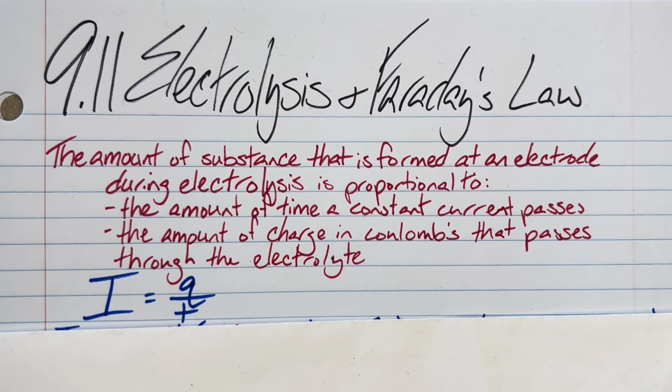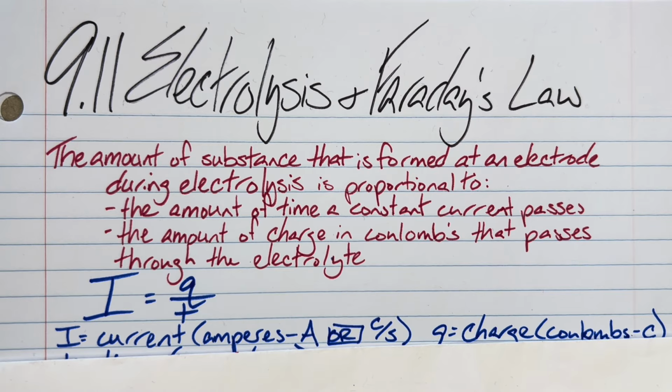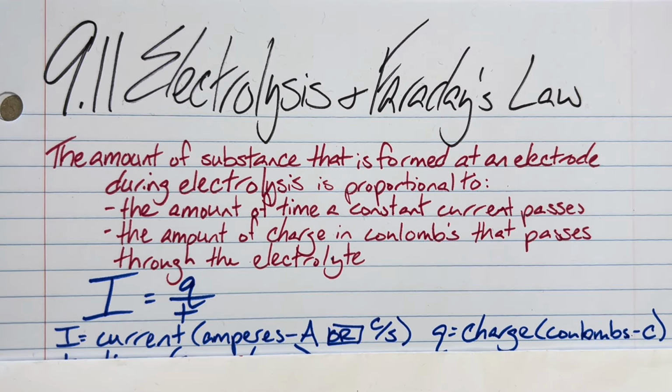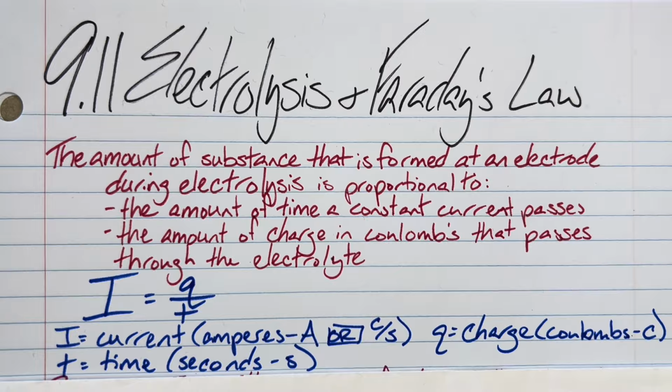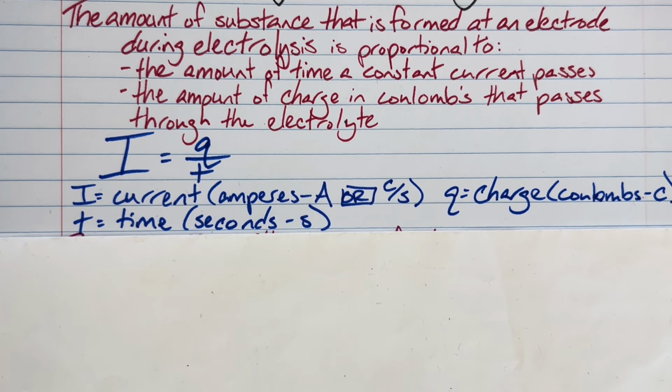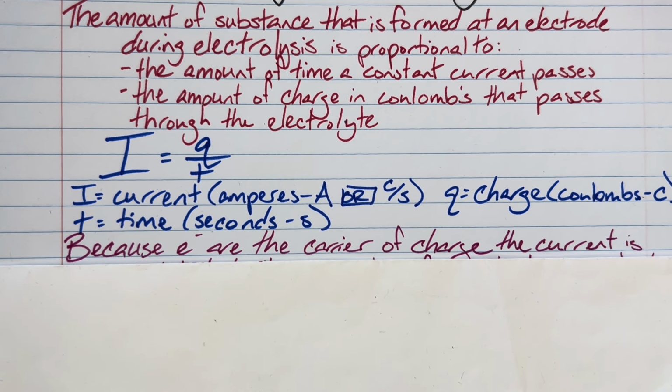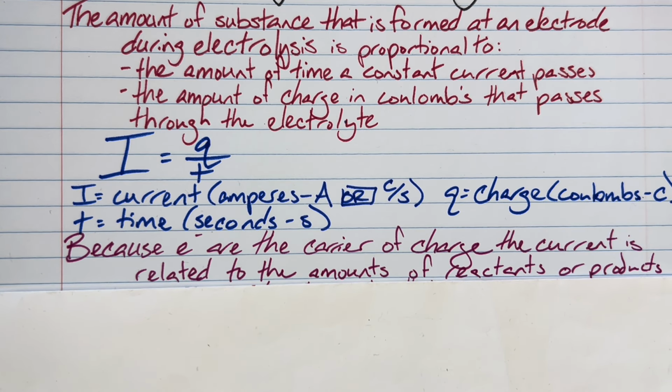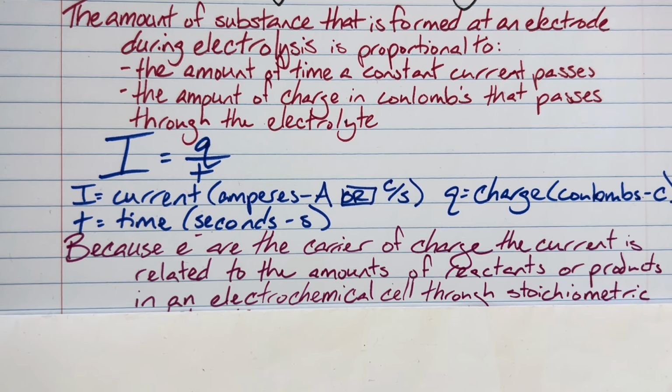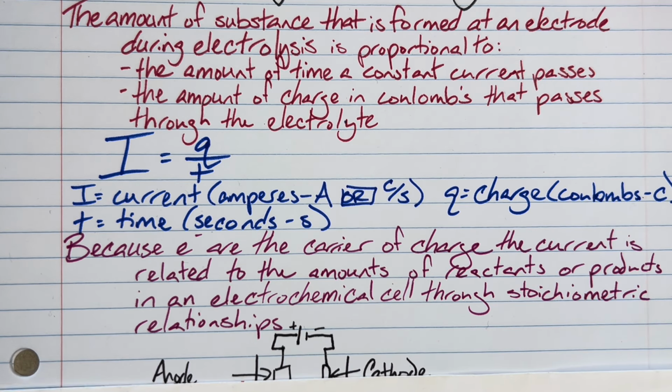And we have this equation here, I is equal to Q over T, where I is the current, measured in either amperes or coulombs per second, Q is our charge, which is measured in coulombs, and our T value is measured in seconds. Because electrons are the carrier of the charge, the current is related to the amount of reactants or products in an electrochemical cell through stoichiometric relationships.